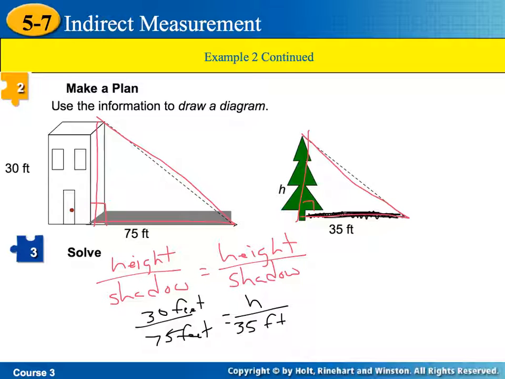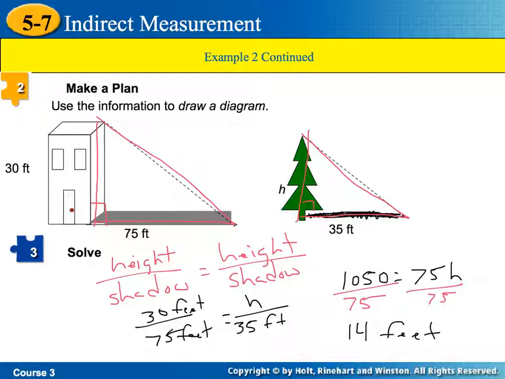So from here, now I know how to solve. Cross multiply and solve. You need to take 30 and multiply it by 35. You get 1,050 is equal to 75h. How do you solve for h? Divide by 75. Remember, whatever you do to one side, you have to do to the other. When you divide by 75, your answer is going to be 14 feet.